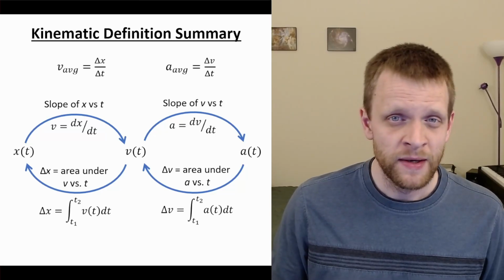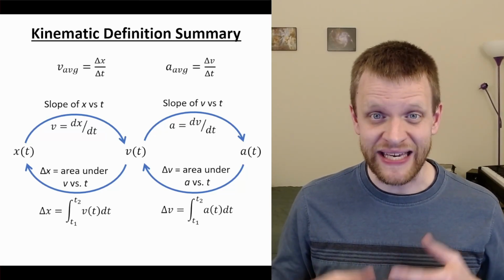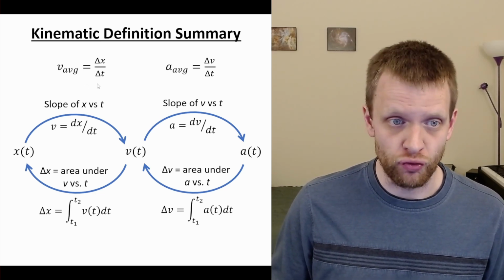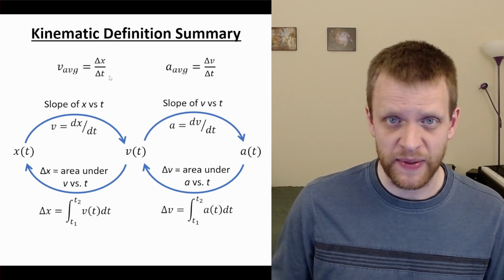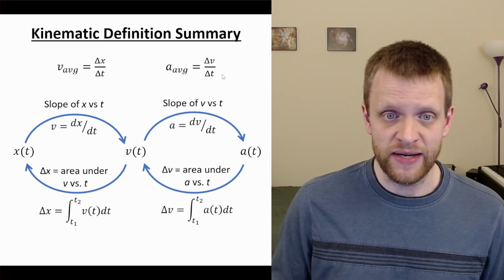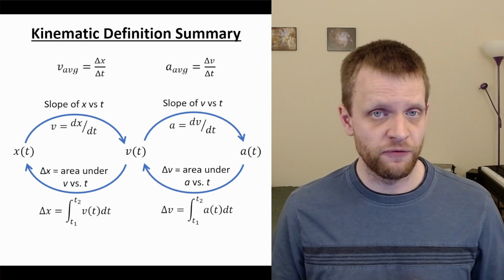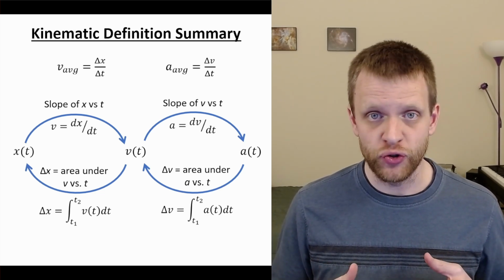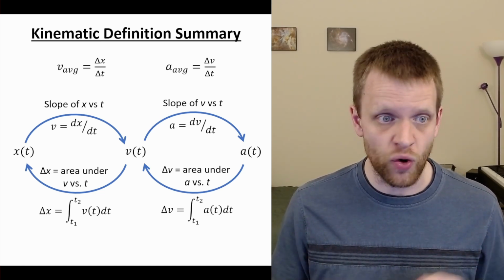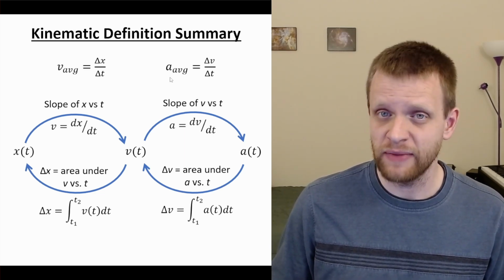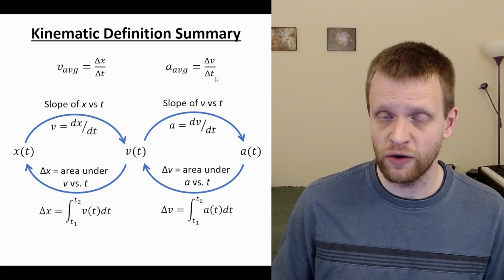Hey everyone. In the last video, we talked about some of the key kinematics definitions, things like velocity being the rate of change of position with respect to time, acceleration being the rate of change of velocity with respect to time, and from these definitions, we were able to identify key equations like average velocity is change in position over change in time. Average acceleration is change in velocity over change in time.